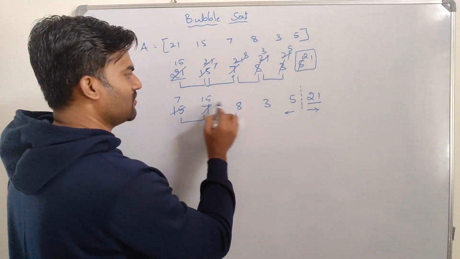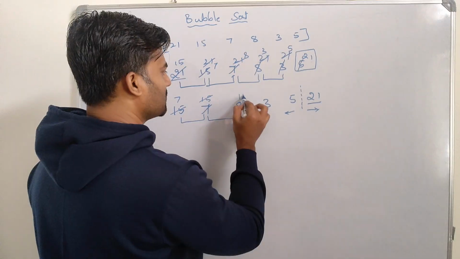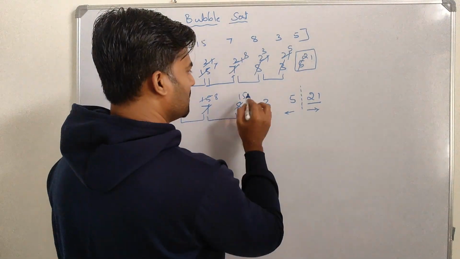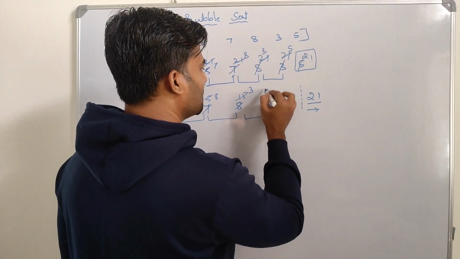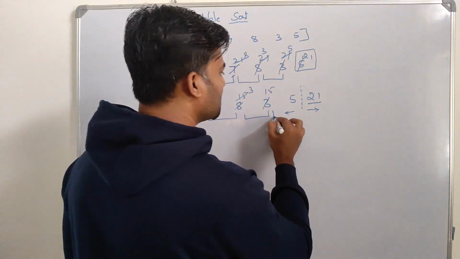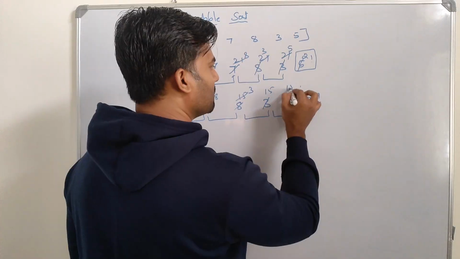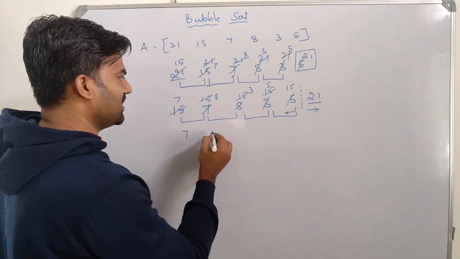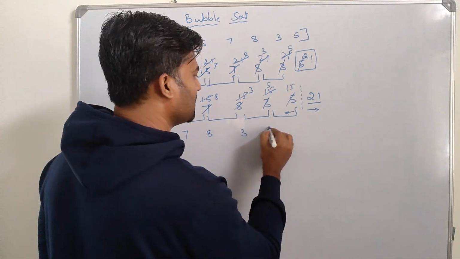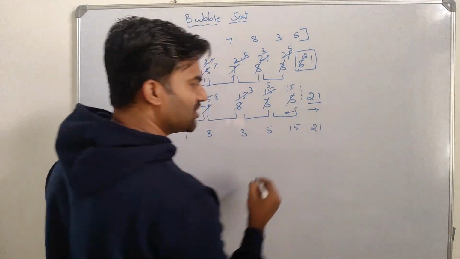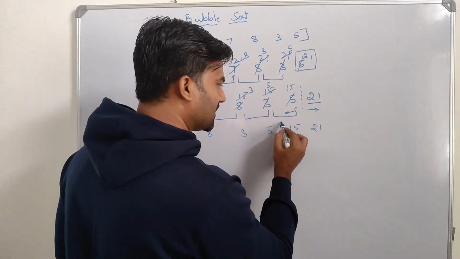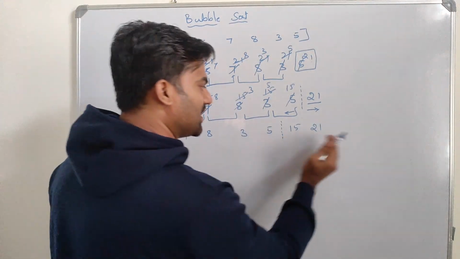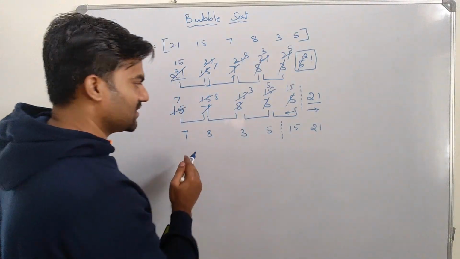Next, out of these two, which one is bigger? 15 is bigger, so I will swap them. Out of 15 and 3, which one is bigger? 15 is bigger, so I will swap them. Out of these two elements, which one is bigger? 15 is bigger, so I will simply swap them. At the end of the second iteration we get an array something like this. Now till here the elements are sorted: the right side is sorted and the left side is unsorted.